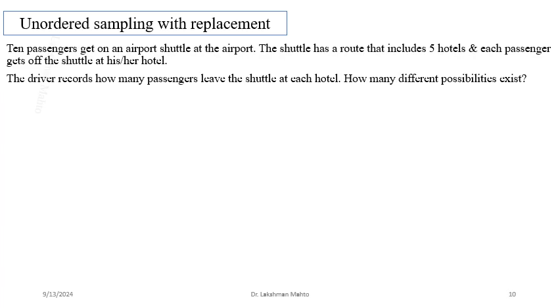So one example we will talk about. 10 passengers get on an airport shuttle at the airport. The shuttle has a route that includes 5 hotels. Each passenger gets off the shuttle at his or her hotel. The driver records how many passengers leave the shuttle at each hotel. The driver may have some notebook where he is recording all those. Tell me how many possible different exits are there.